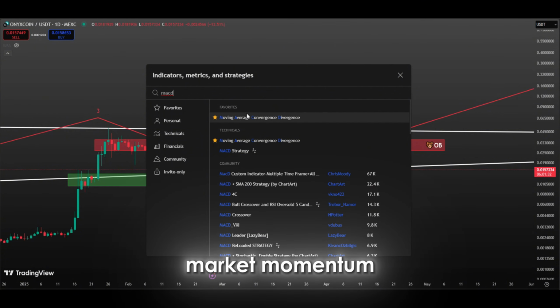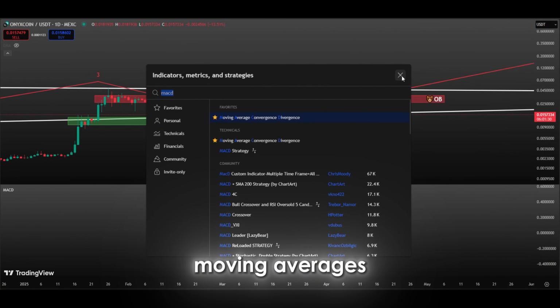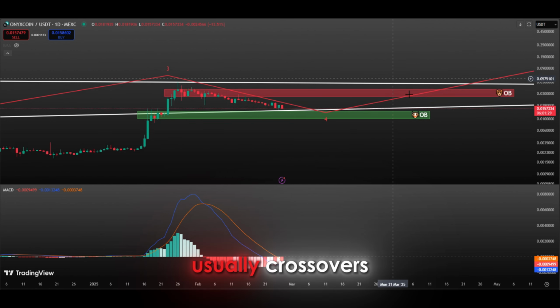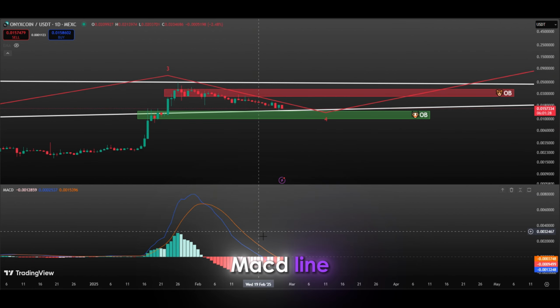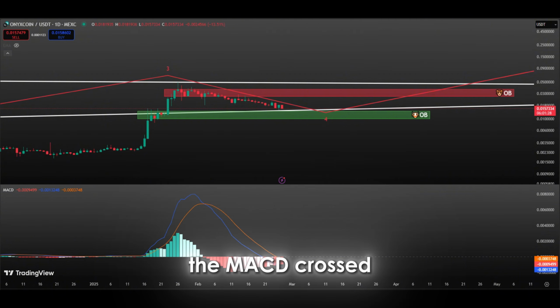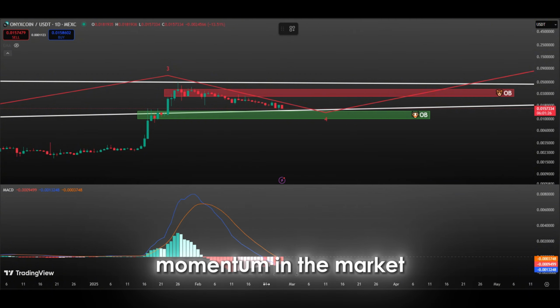The MACD indicator measures the market momentum by showing the difference between two moving averages. Usually, crossovers between the signal line and the MACD line signal trend changes. The MACD crossed from top to bottom, indicating a bearish momentum in the market.